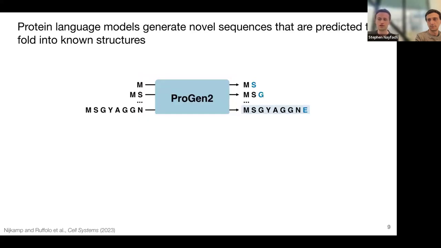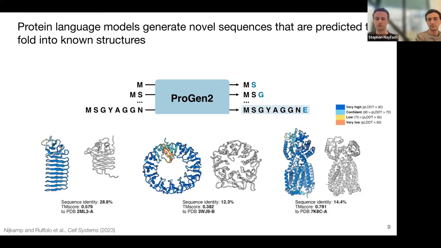Importantly, we can also generate samples from protein language models simply by predicting the next residue in a sequence, one amino acid at a time. And then we can keep doing that until we have a complete protein sequence. When we generate a bunch of these sequences and predict their structures with AlphaFold 2 or ESMFold, we typically find that they're confidently predicted to fold into structures that resemble those found in the Protein Data Bank.